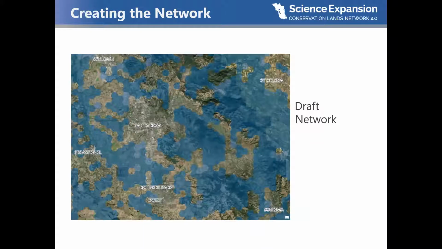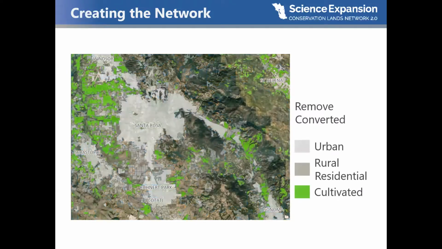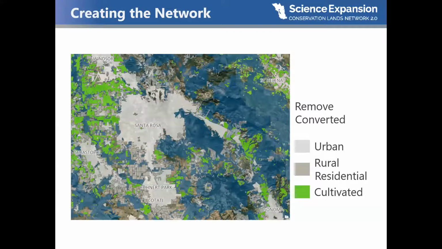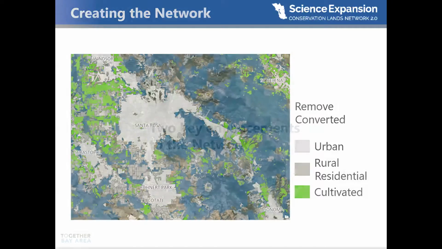We do a couple of enhancements. Here's what the Marxan software spits out here in the Santa Rosa area. Then we take urban data, rural residential data, and cultivated data. Sorry about the green, we want to keep green as conserved land, but anyway, green on this map is cultivated. And we clip those out of the network so that the boundaries of the network are a little smarter in terms of what's actually on the ground in terms of land cover and land use.